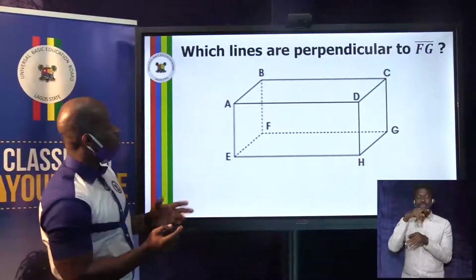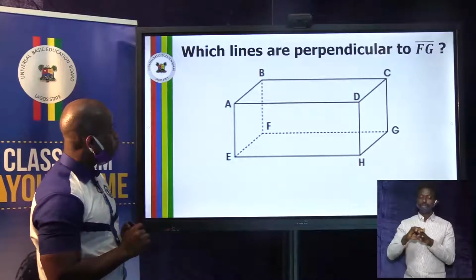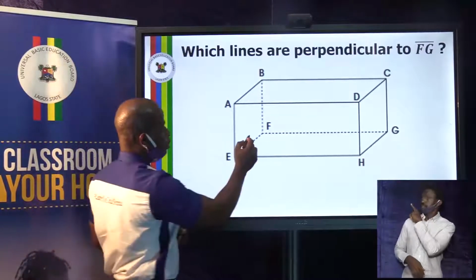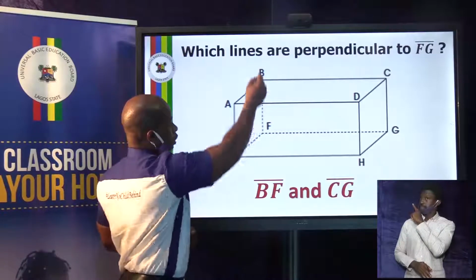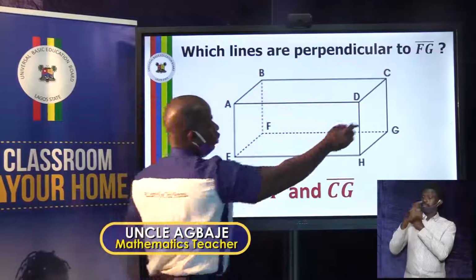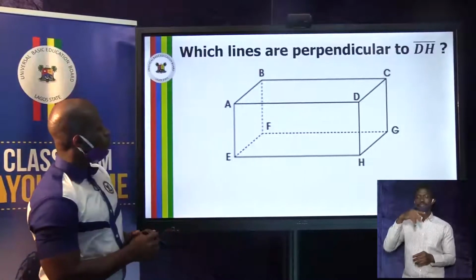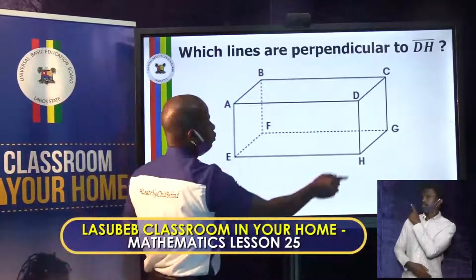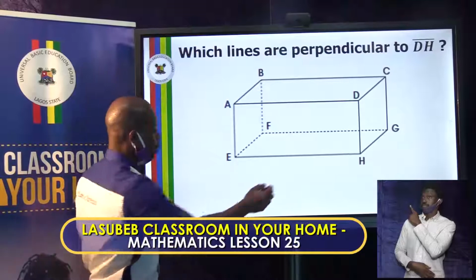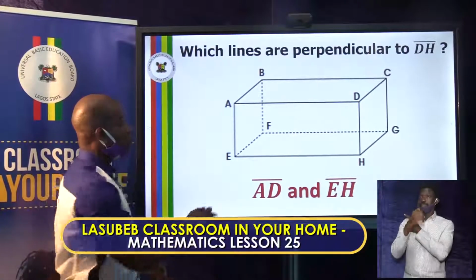This one says which one is perpendicular to FG. Perpendicular, remember, meet at 90 degrees. So where is FG? Here is FG. So now BF will be perpendicular to it, 90 degrees. Also CG will be perpendicular to it. This one says which one is perpendicular to DH. Where is DH? Here is DH. So the ones that are perpendicular to it will be AD and EH, and there you have it.